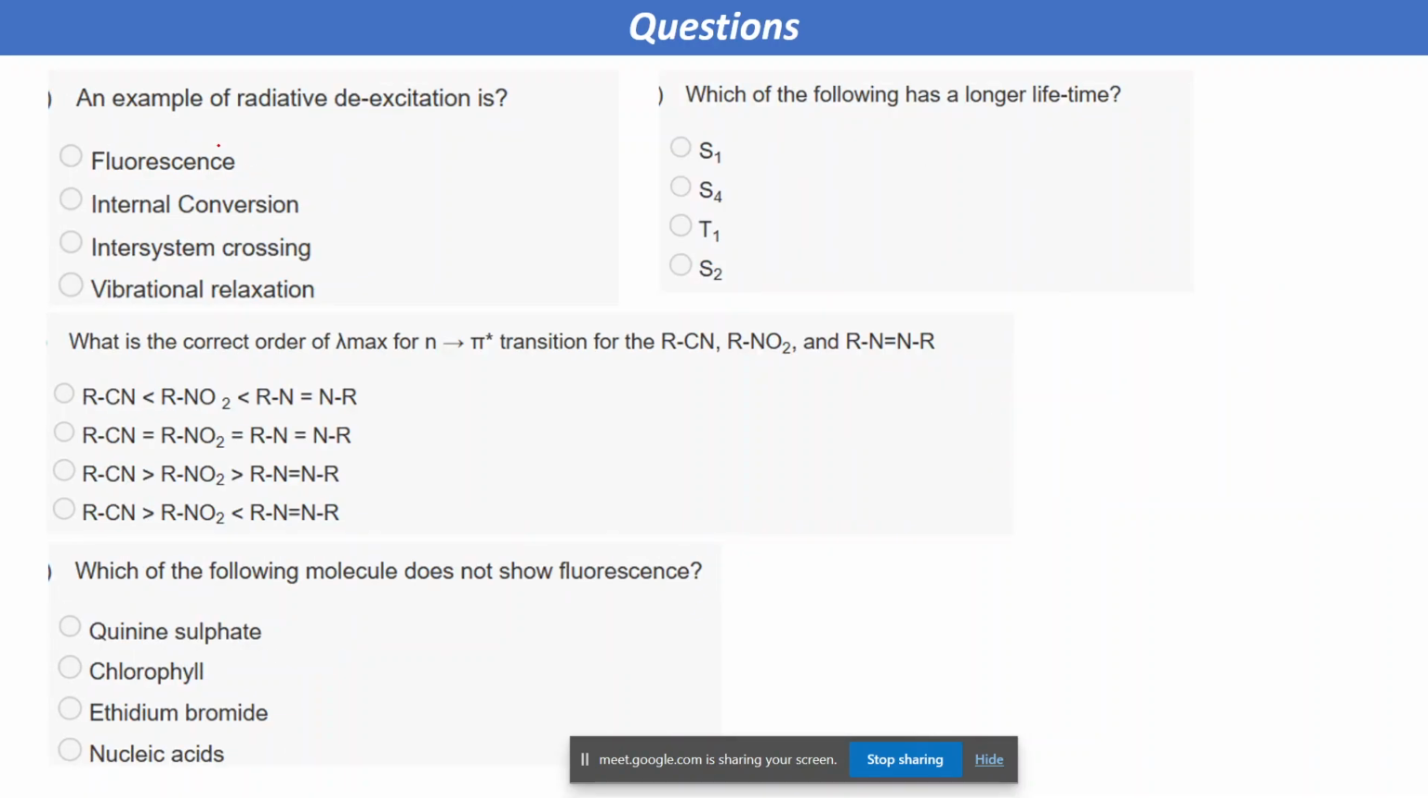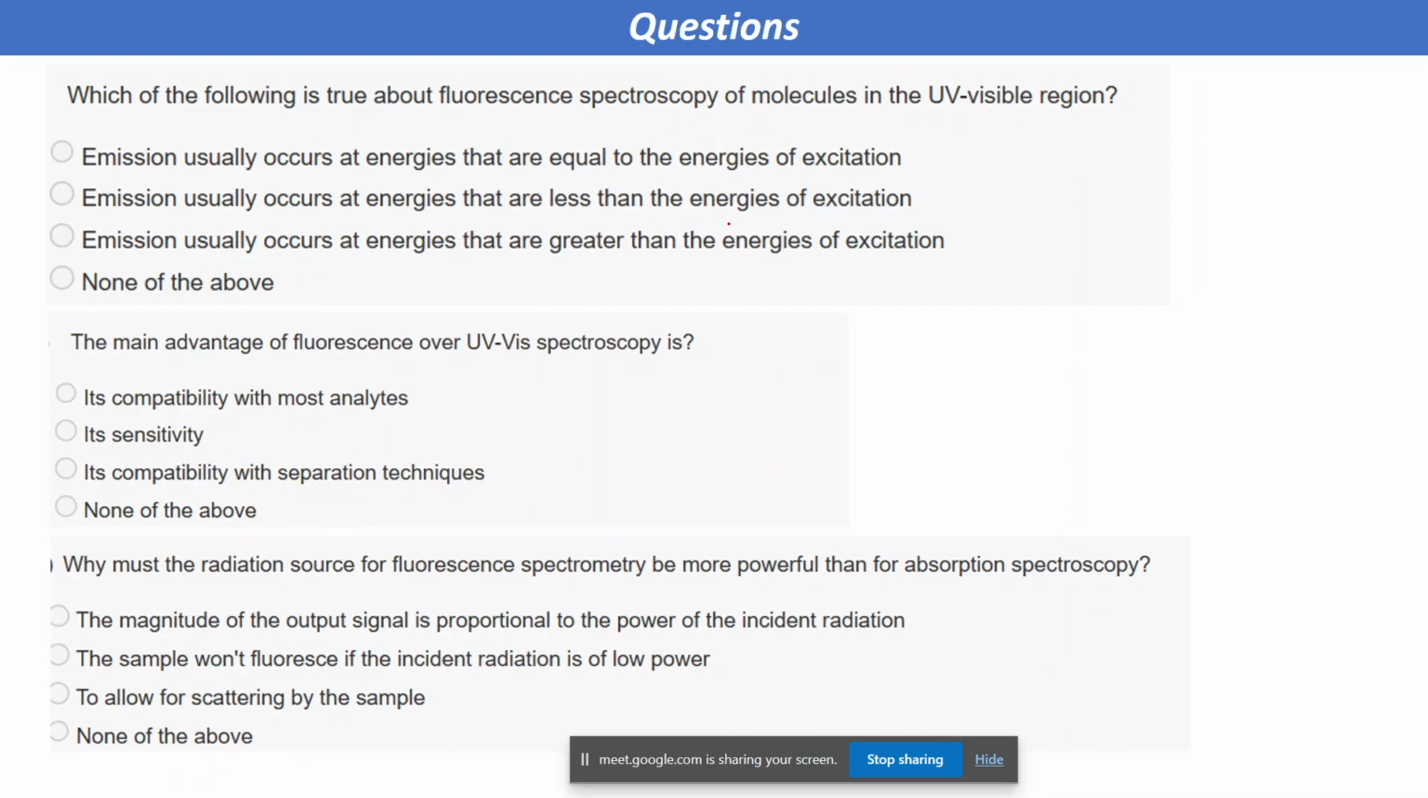We know that there are two types of transition, radiative and non-radiative. Out of these, fluorescence and phosphorescence are the radiative ones, and internal conversion, intersystem crossing, and vibrational relaxation are the non-radiative ones. And remember that the triplet state has a longer lifetime than the singlet state. Also, emission always occurs at energy lesser than the energy of excitation, or you can say the wavelength of emission is higher. That's why emission always occurs at a longer wavelength.